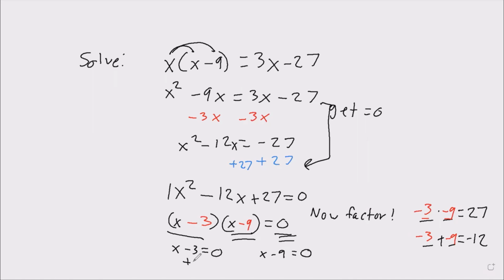To finish, we are going to add 3 to both sides to get x = 3 as one of your answers, and add 9 to both sides to get x = 9 as your other answer. So again, the steps were distribute this x and then subtract and add to get everything on the left side and set your equation equal to 0. Factor the left side and set each factor equal to 0 and solve.